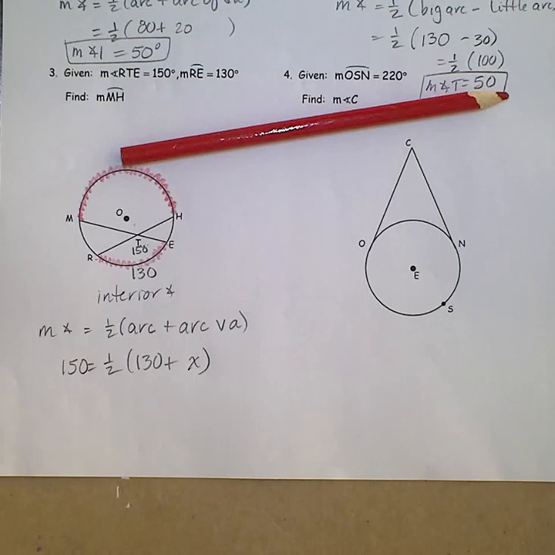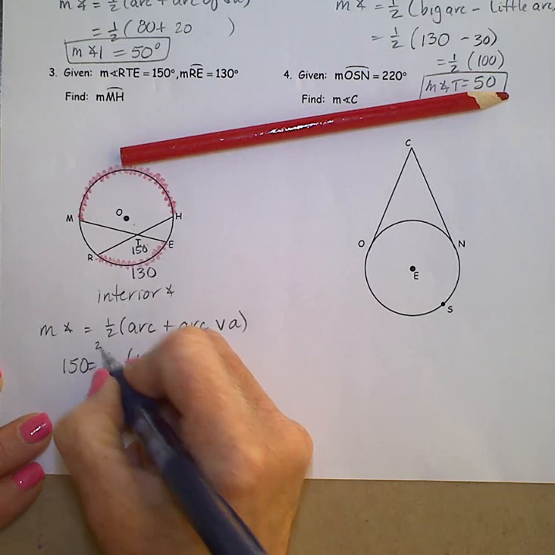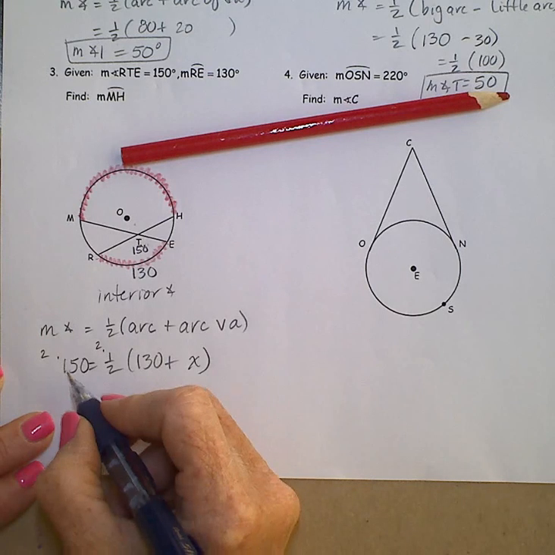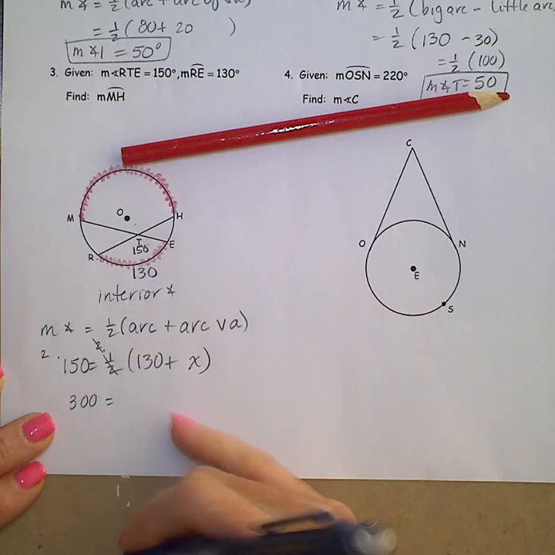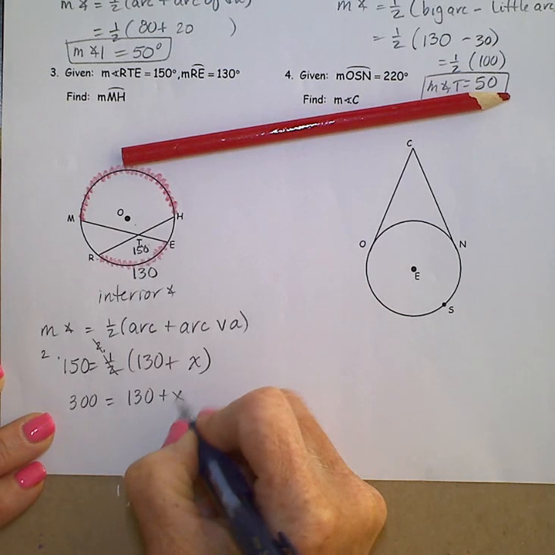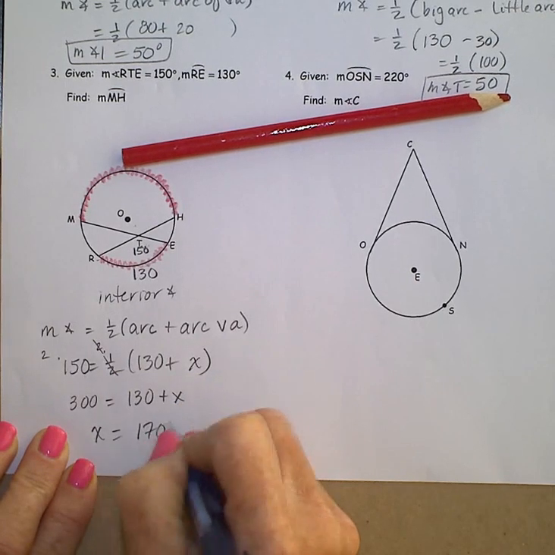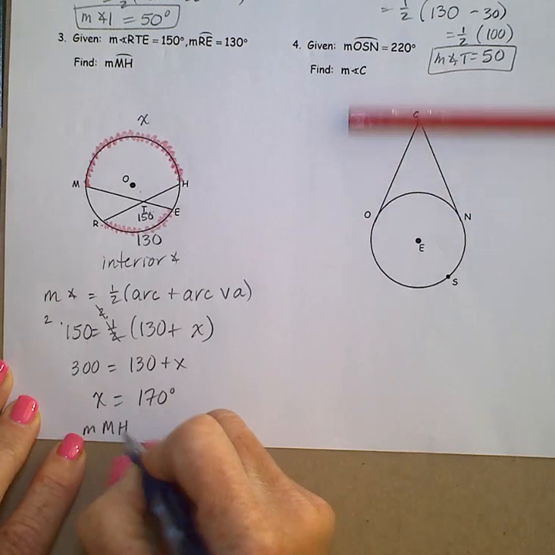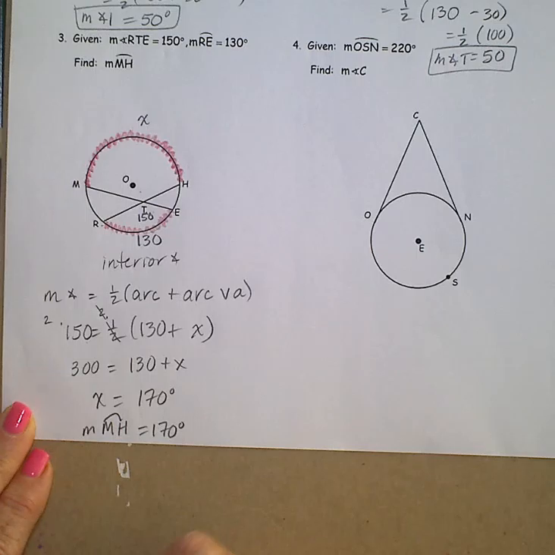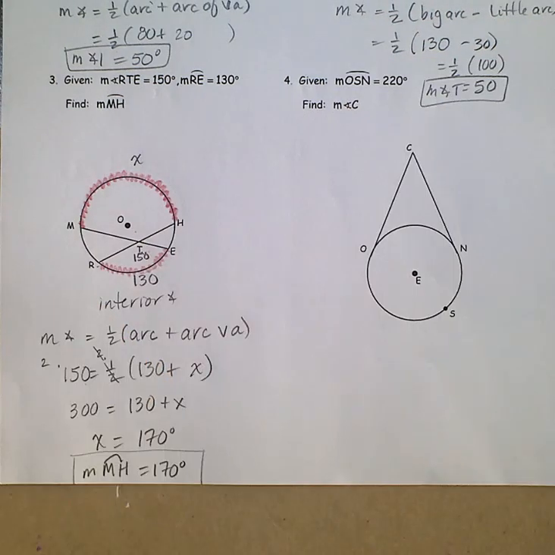Everybody okay? Yeah? Okay, don't distribute that half through. Do not distribute the half through. Multiply both sides of the equation by 2. Times 2 on the left, times 2 on the right. On the left-hand side, what's 2 times 150? 300. On the right-hand side, when you multiply by 2, this 2 takes out that half. And that leaves us with 130 plus x. 2 does not go into the parentheses. Then we can just subtract that. And we're going to get 170 degrees. So that's what we wanted: the measure of arc MH is 170 degrees. We okay?